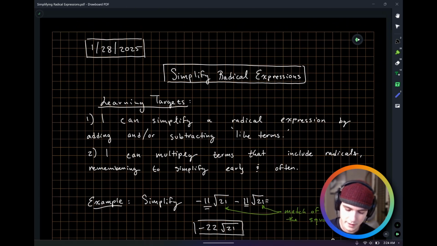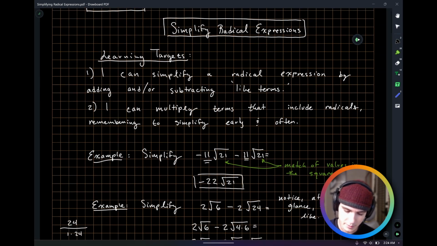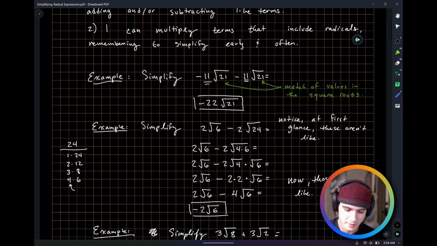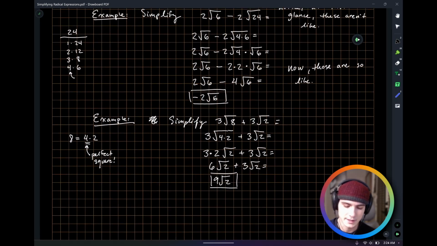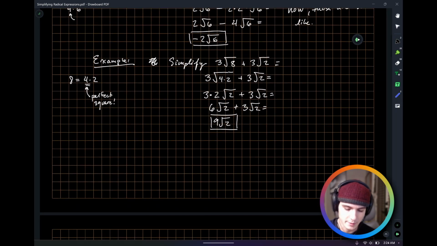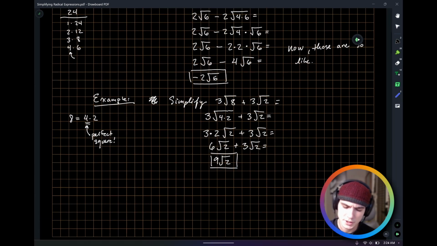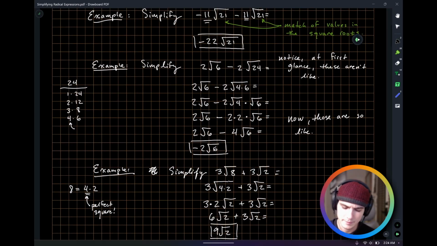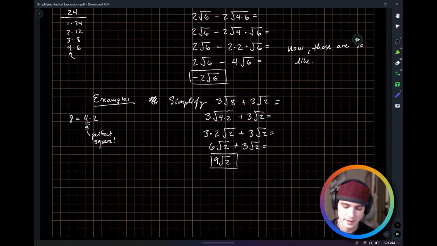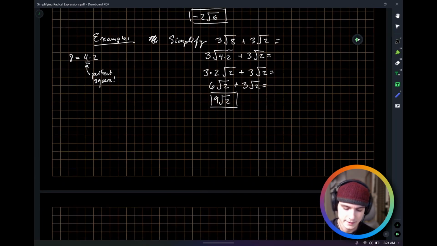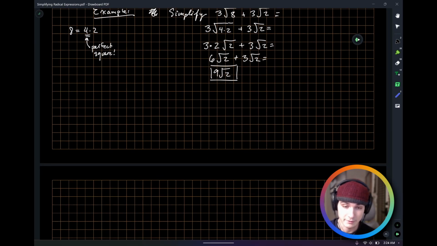So that's kind of achieving our first learning target, being able to simplify a radical expression by adding or subtracting like terms. We're just looking for matches under those square root symbols. And if there isn't a match, searching for a way to simplify the radicand. They may have a perfect square factor.